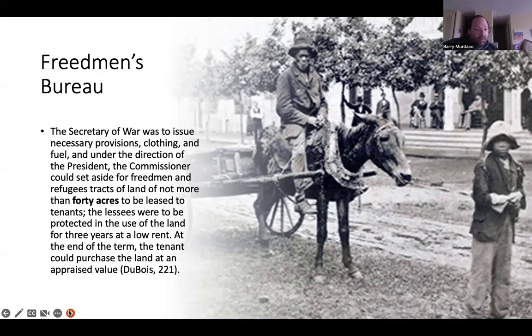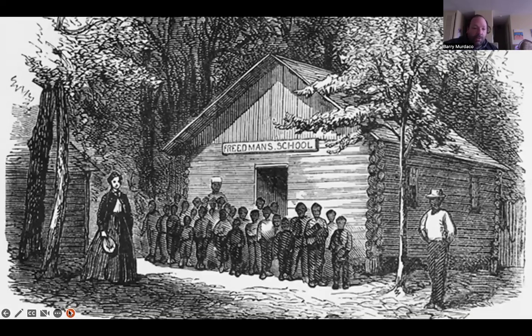At the end of the term, the tenant could purchase the land at an appraised value. So the government was going to basically directly see to not just the protection of civil rights, but actual economic support given to the former slaves. Unfortunately, the commitment of the government to this did not last very long and basically evaporated very quickly once the military was essentially pulled out.